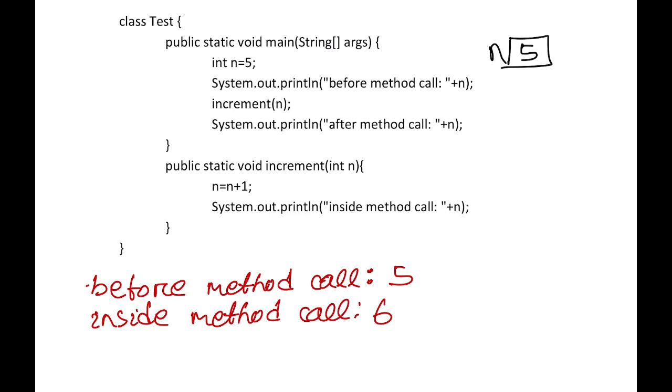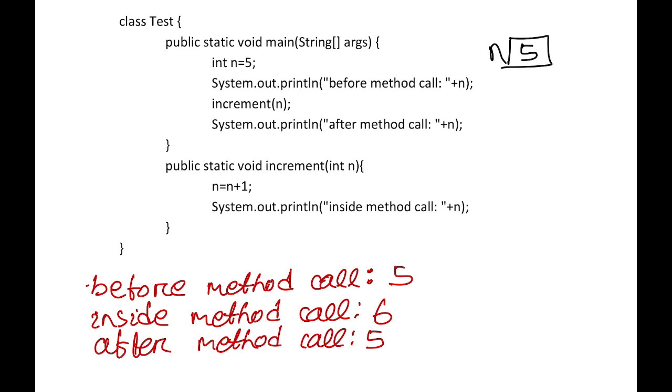Now once this statement gets executed, the end curly braces, that represents the end of method increment. So once the method increment completes its task, again the control comes here and the next line is going to execute, that is System.out.println("After method call" + n). So it is going to display after method call the value of n. So what is the value of n? So it is going to display 5.